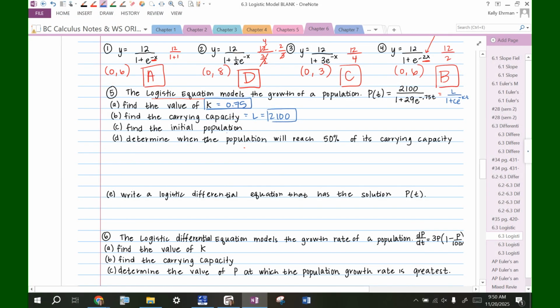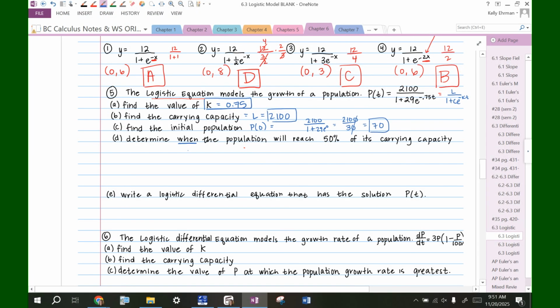What's the initial population? So that would be plugging in 0 for time. And that's not equivalent to C, right? C is 29, but that's not the initial population. If we plug in 0, we get 2,100 over 1 plus 29 times e to the 0, which is just 2,100 divided by 30, 1 plus 29. And let's see, what is that? 70. So 70 was the initial population.